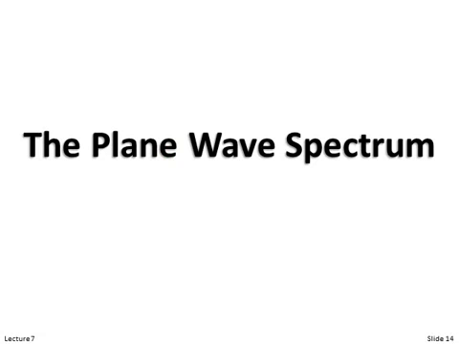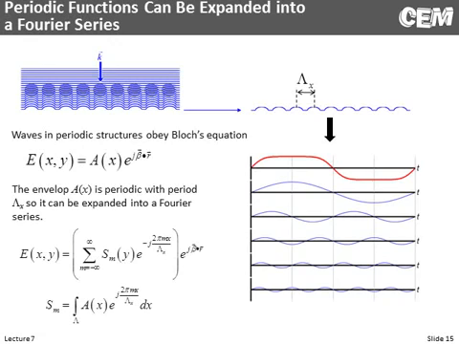Now we're equipped to talk more rigorously about this plane wave spectrum. So we're convinced now we have a wave, it travels through something periodic, and in some way it takes on the same periodicity as the thing that it's in. So I'm just going to take this slice in the cross section and plot it. That is a periodic function, right? I can decompose that into a Fourier series.